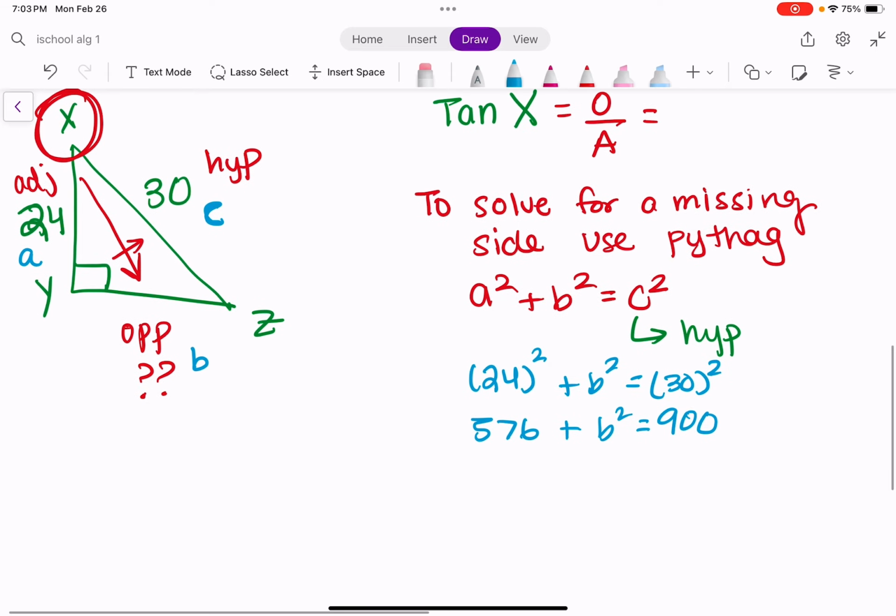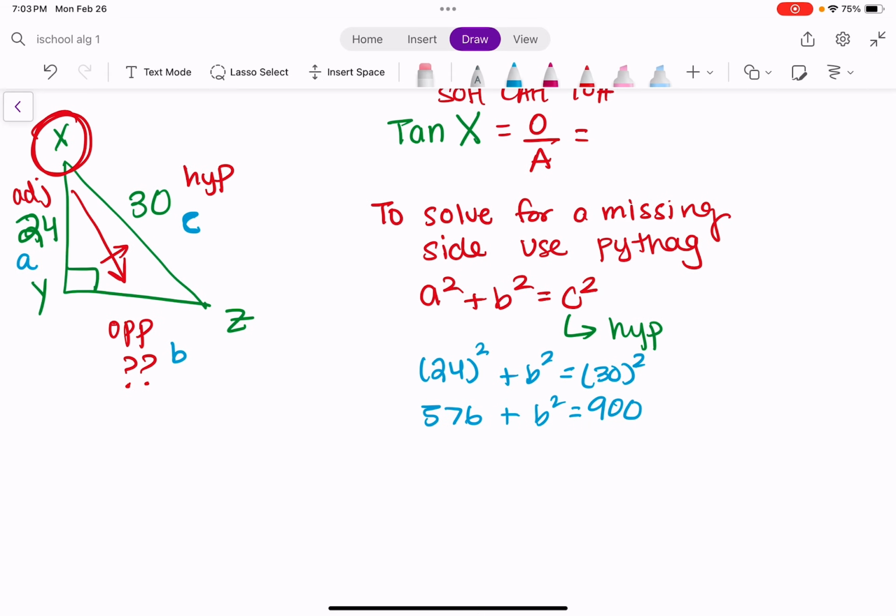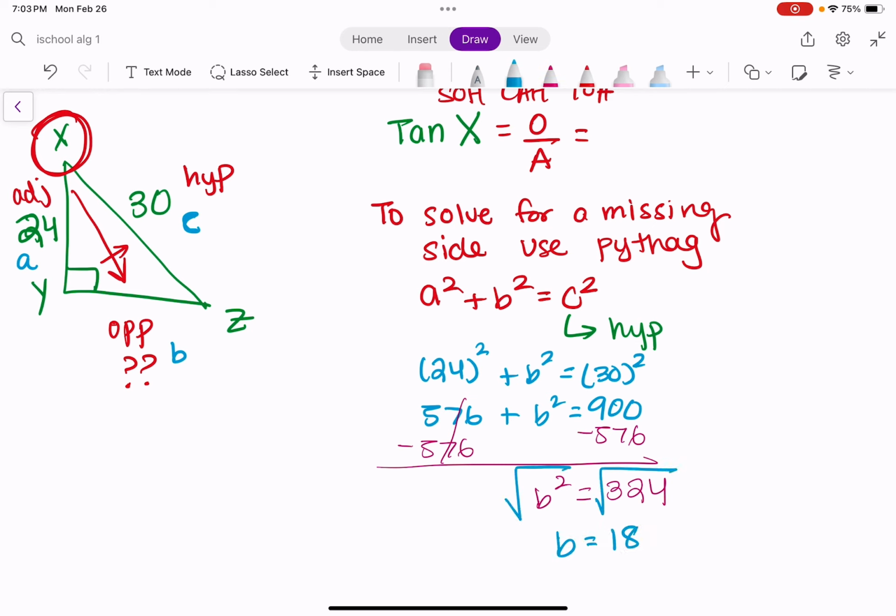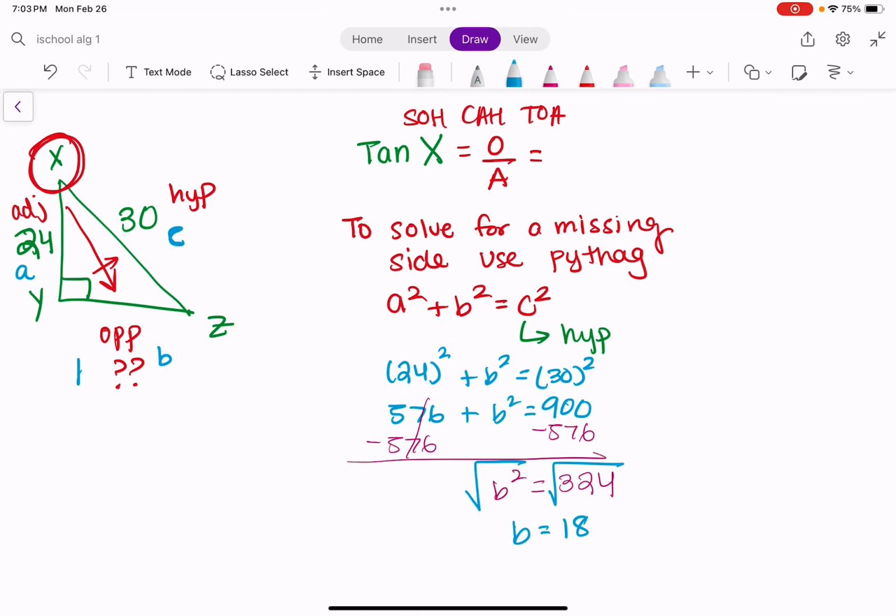And now you're just going to solve for b. So I'm going to subtract 576 on both sides. So b squared is going to equal 324. And remember, to get rid of a square, you square root. So b is 18. Okay, if you put that in your calculator. So now I know this side is 18. So now, going back to the original problem, I can now find the tan of x, right? Because it's opposite over adjacent. And again, I can simplify this to 3 over 4. Okay, move on to practice.